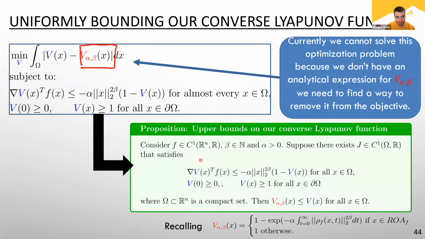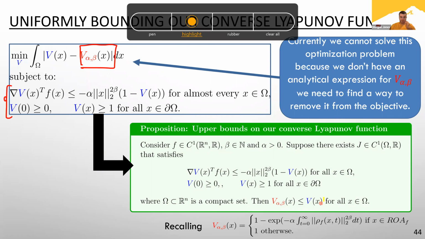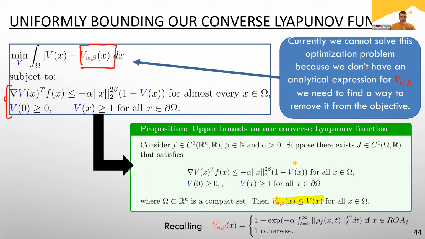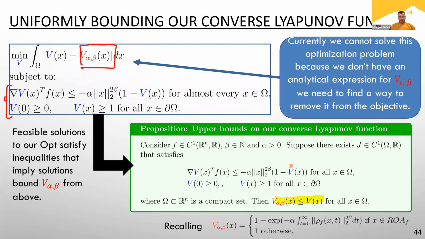But if we consider the functions that are feasible, that satisfy these two inequality constraints, it can be shown that these functions must be uniformly greater or equal to the converse Lyapunov function. And we can use this to simplify the objective function and remove the converse Lyapunov function from the objective function.